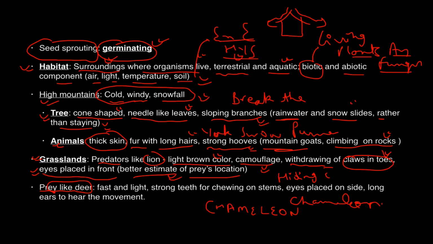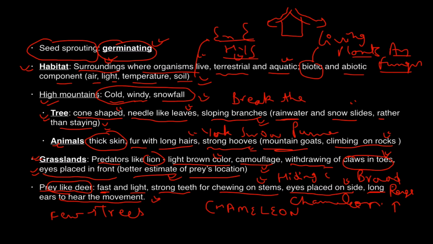However, prey like deer are very fast and very light, because in grassland there are very few trees. Is that understood? Few trees and huge grasses, so you have to run for long to hide somewhere. They have strong teeth for chewing on stems of grasses and other plants, and their eyes are placed on the side. This gives them broad vision, a much wider range of vision. The range increases. Is that understood? So the range of vision is more, and they also have long ears to hear movement from far off.